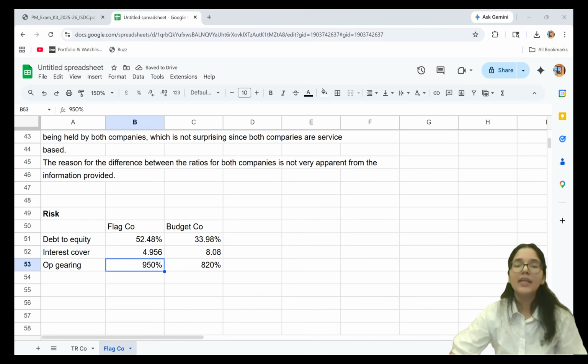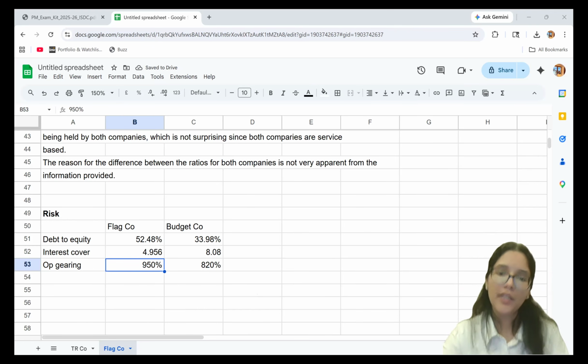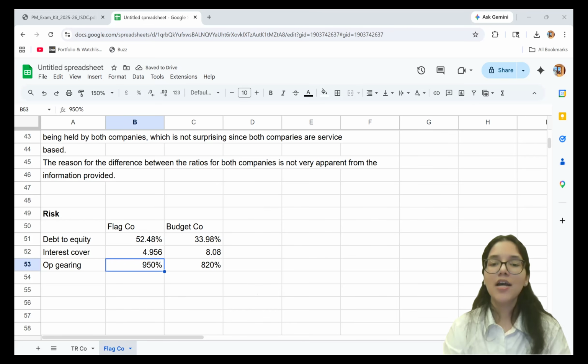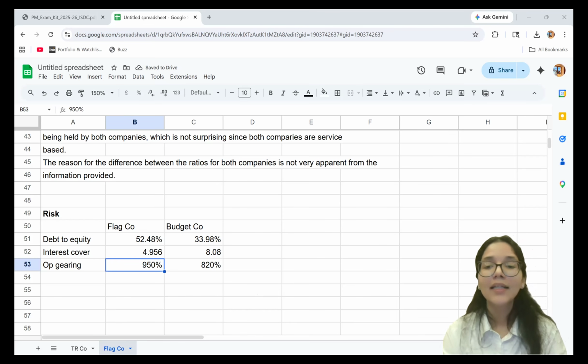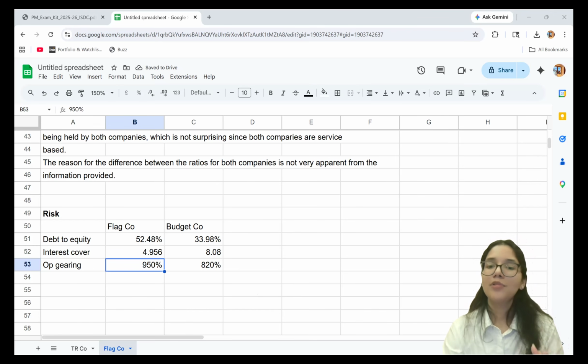Definitely, if flag company is facing a recession, it will be very sensitive to the economic conditions. And if economic conditions go bad, the probability is very high that at some point they will face a fall in their sales, in number of units. As a result, the budget company's gearing is less risky. They have a better interest cover and they will face a lesser impact of the economic conditions. So they are a safer company in comparison to flag company. From both companies' perspectives, we are going to draft our answer.